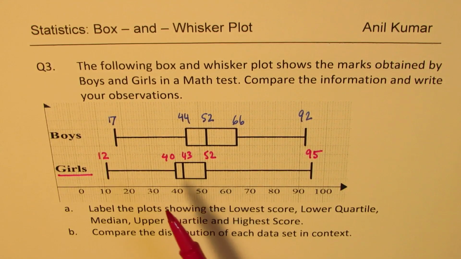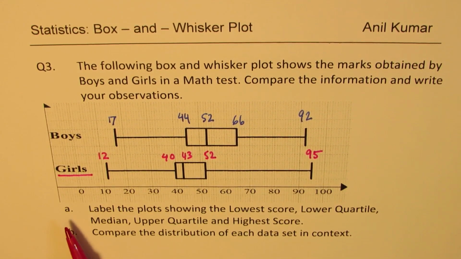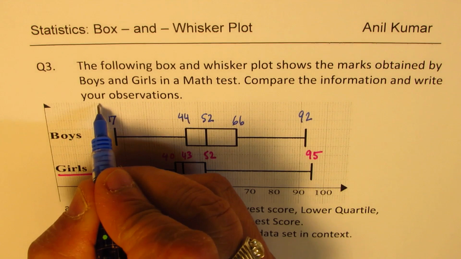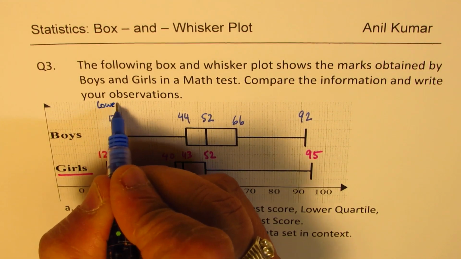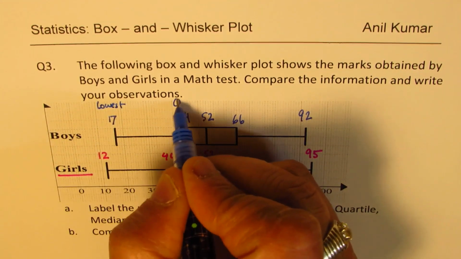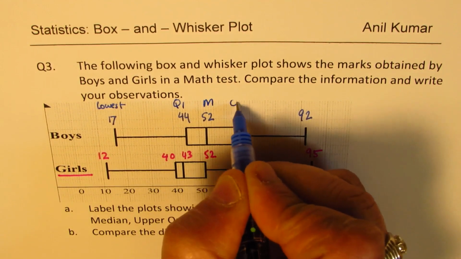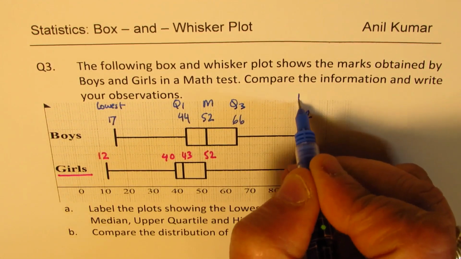Let us compare them. Part A is label the plots showing the lowest score, lower quartile, median, upper quartile, and highest score. Well, that we did, right? So you just need to write down the title if you need to. So this is the lowest score, right? Here we have first quartile, this is the median, this is third quartile, and that is the highest score.